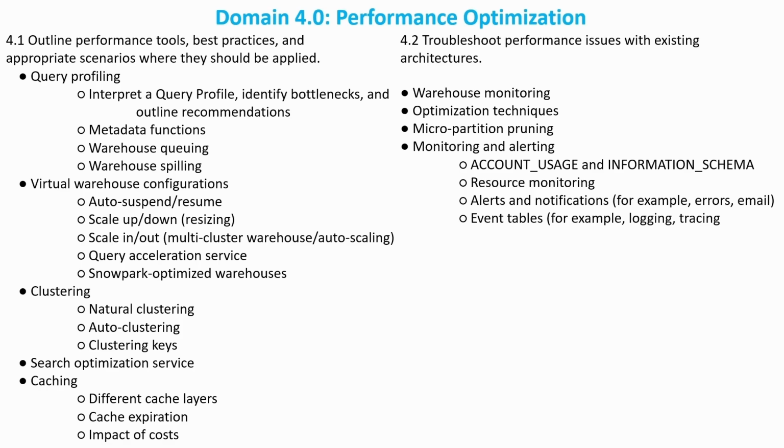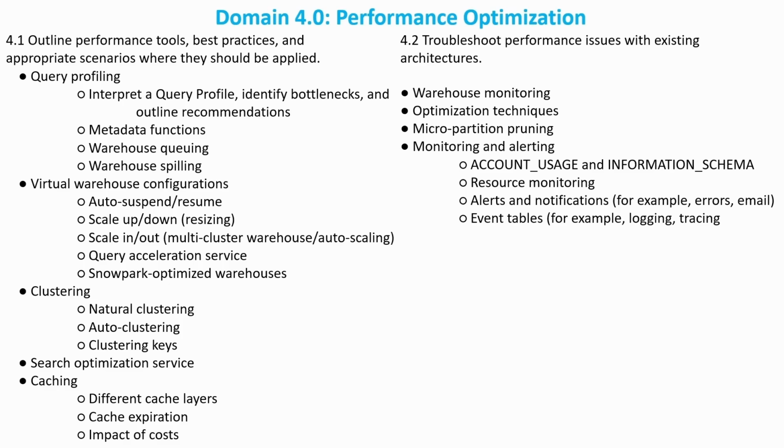We will understand what auto suspend is, what auto resume is, how the Snowpark optimized warehouses work, what Gen 1 and Gen 2 virtual warehouses are, what clustering is, and then we will also discuss the search optimization service, the query acceleration service, and the three types of caches.